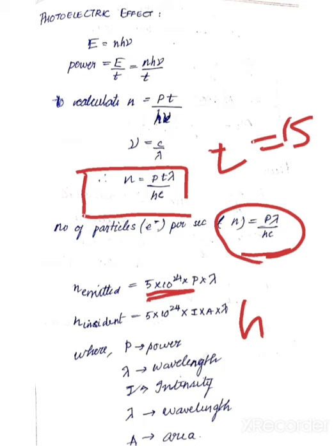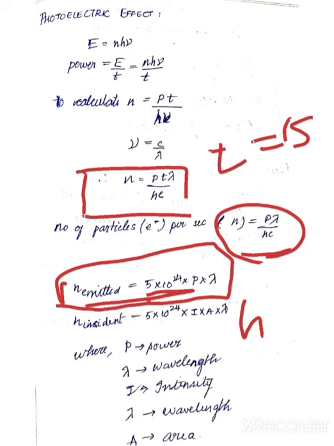So instead of calculating from the beginning, we can use this simple formula to find the number of emitted electrons, that is 5 into 10 power 24 into P into lambda. This formula is used in case of finding the number of particles emitted per second, right?